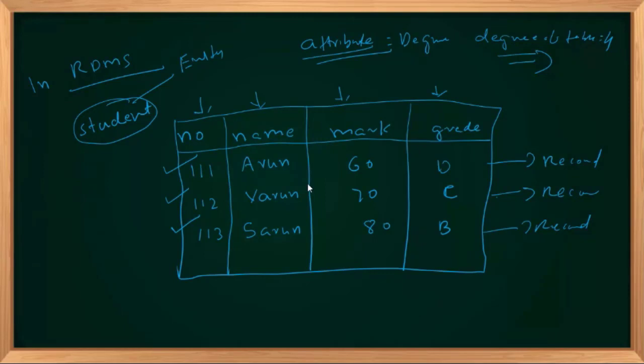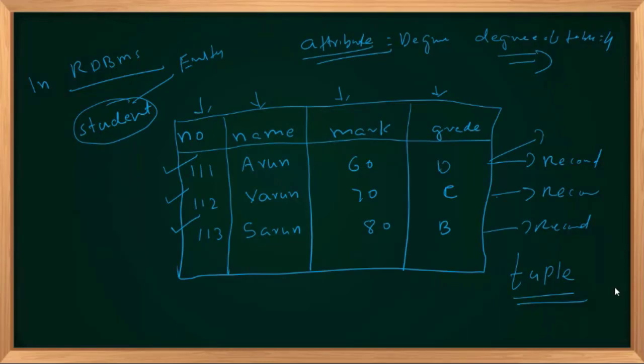In RDBMS, what is RDBMS? Relational Database Management System. A record is known as a tuple. Row value in a table is called a tuple.